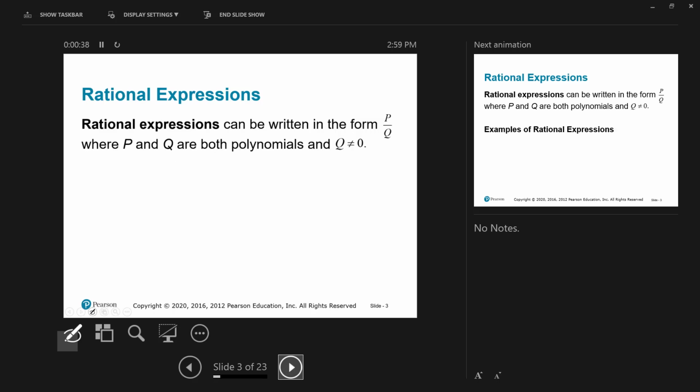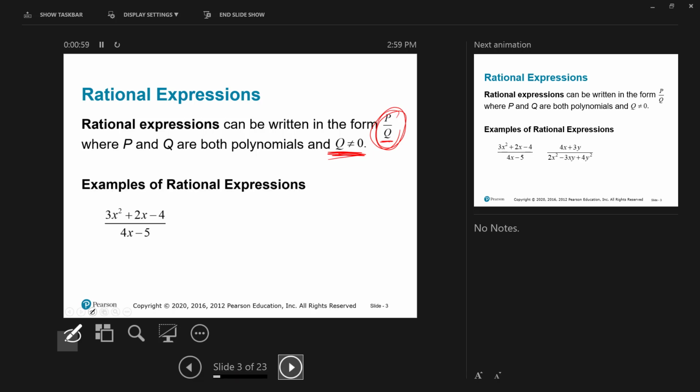So, rational expressions, as we've discussed: rational is fractions, and expressions means there's no equal to sign. They're written in the form of a fraction. One huge requirement is that you can never let your denominator be equal to 0, because if your denominator is equal to 0, you basically blow up the fraction, and that doesn't do us any good. So here are some examples of rational expressions.